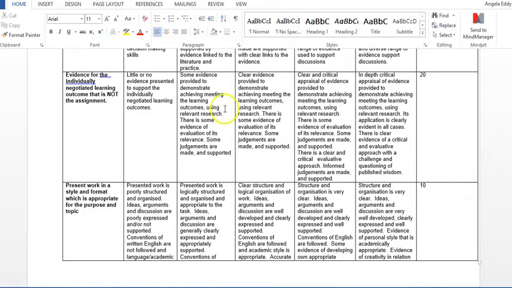Okay, so coming on, this bit's important now. The evidence for the individually negotiated learning outcome, that is not your assignment. So that's marked out of 20. Again, we are expecting some references to literature in there, and we're expecting it to be more of an academic kind of writing style.